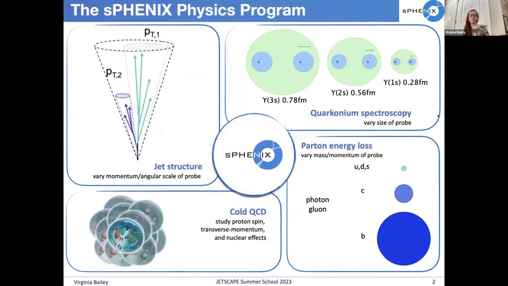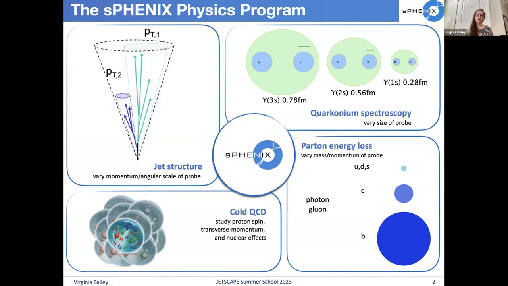Before I get into the detector, I wanted to motivate the design by going through the sPHENIX physics program. The overall goal of the sPHENIX program is to study probes of the QGP so that we can understand the small scale structure of the QGP. We look at a variety of probes where we're able to vary different aspects of those probes and understand how they interact with the QGP. So we look at things like jet structure, where you can vary both the momentum scale of the probe as well as the angular scale of the probe, looking at things like the substructure, and quarkonia, specifically the upsilon states, where you're actually varying the size of the probe. And then looking more generically at parton energy loss, where you can vary the momentum, and especially at heavy flavor, where you can vary the mass of the probes.